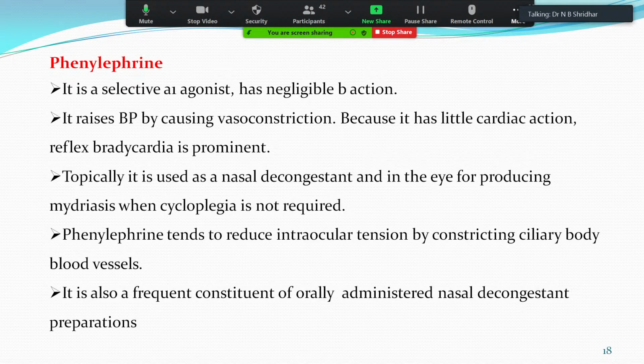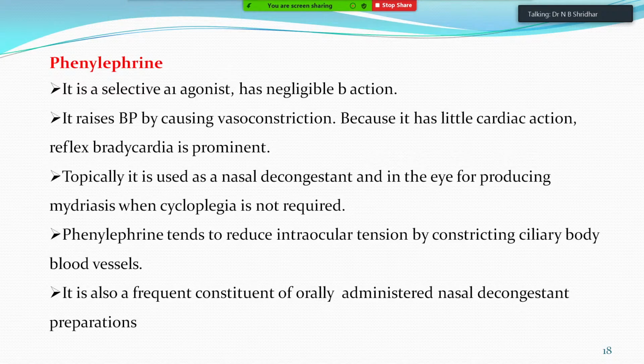Phenylephrine, phenylpropanolamine, and ephedrine. These are very commonly used antitussive agents and nasal decongestants. Please remember, whenever you see a cough syrup, you have to remember this particular action. It's going to relax the trachea and make the airway passage easy, and also it is going to constrict the nasal blood vessels, a frequent constituent of orally administered nasal decongestants, especially so the running nose is stopped.